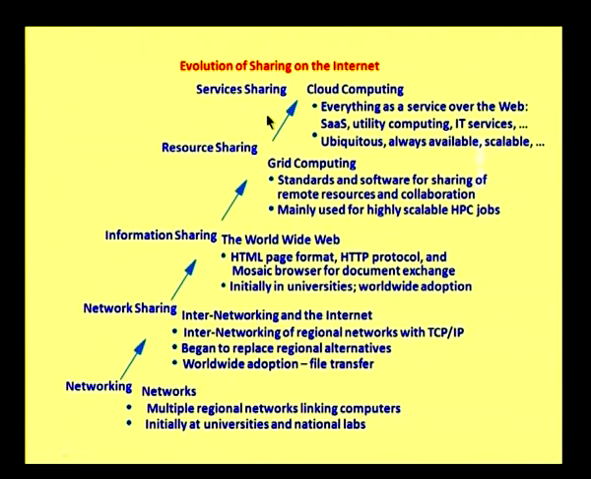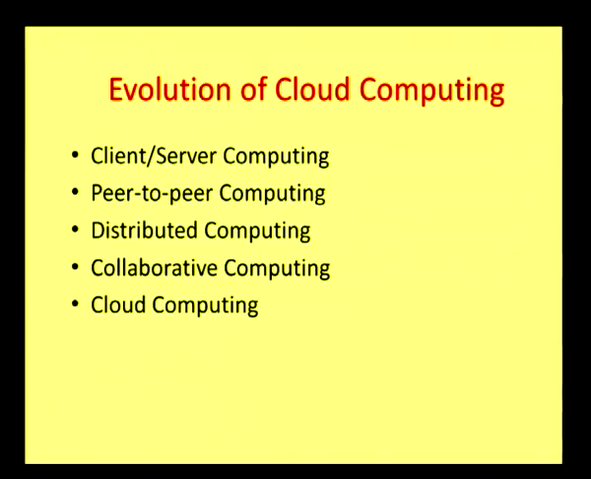Welcome back to this cloud computing lecture series. Now, let us consider how cloud computing evolved. A lot of other computing models evolved over a period of time: client server computing, then peer to peer computing, distributed computing, collaborative computing and then cloud computing. We already discussed on demand, utility and grid computing. This is also another name used for similar types of computing.